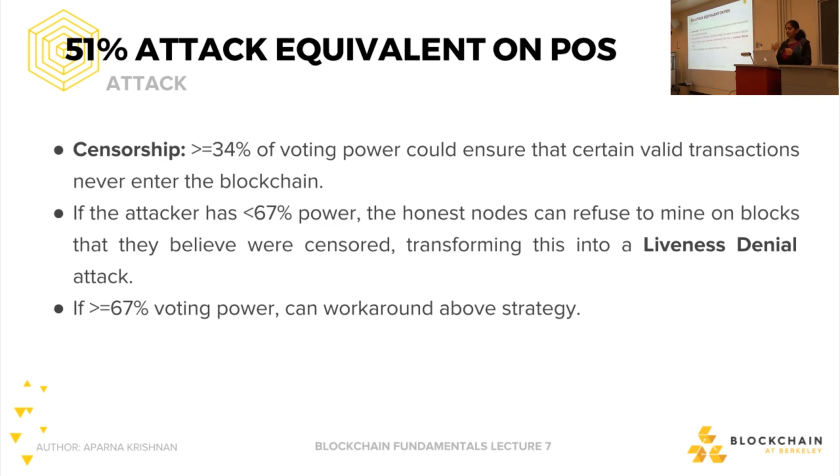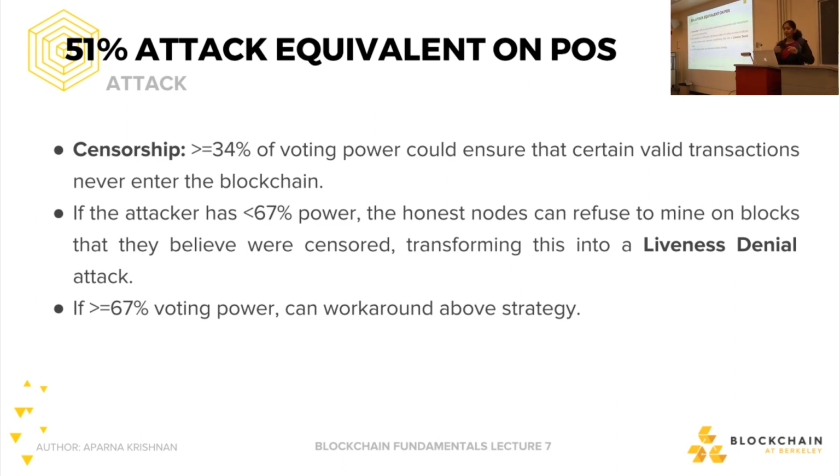This is still not as dangerous if the attacker has less than 67% mining power, because now the honest nodes can start paying attention and realize, oh, these certain application-related transactions are not going through, so this validator is being malicious. We refuse to create any new blocks on top of his block, or we'll always vote no on his blocks. And this then transforms into a liveness denial attack, which we just saw how to solve.